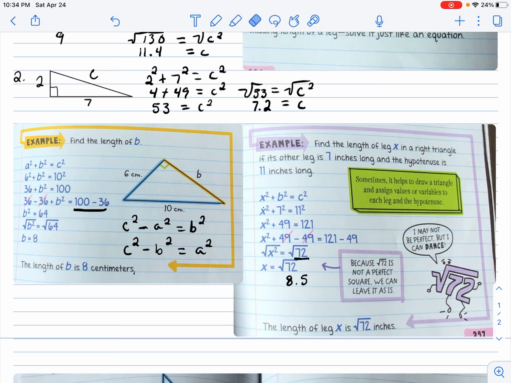All right, so that is how we use the Pythagorean theorem to find an unknown side of a right triangle. So once again, it has to be a right triangle. Otherwise, this formula does not work. So any acute triangle or an obtuse triangle, you cannot use this formula.